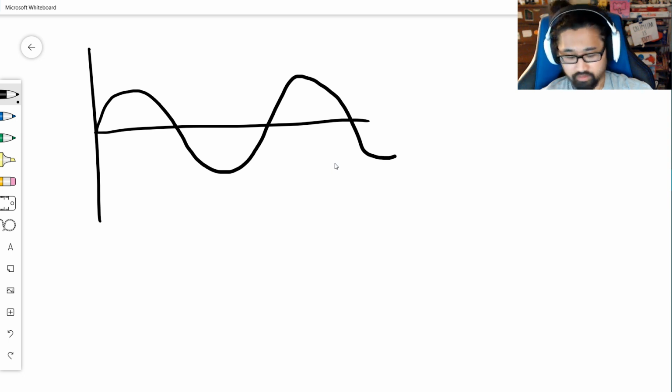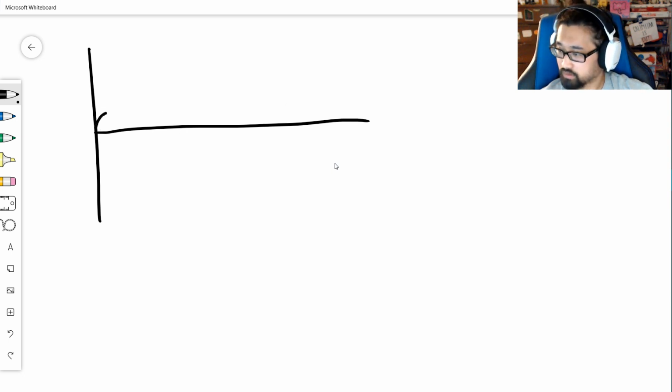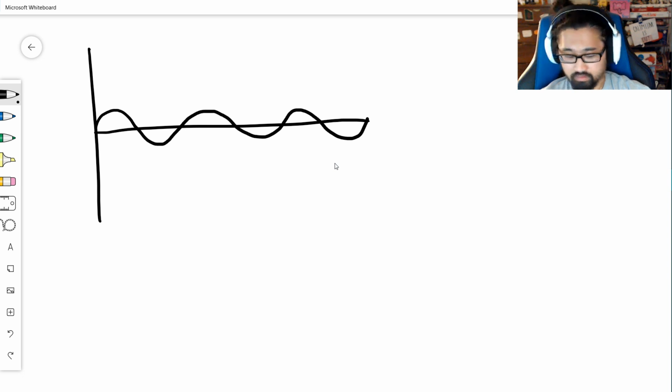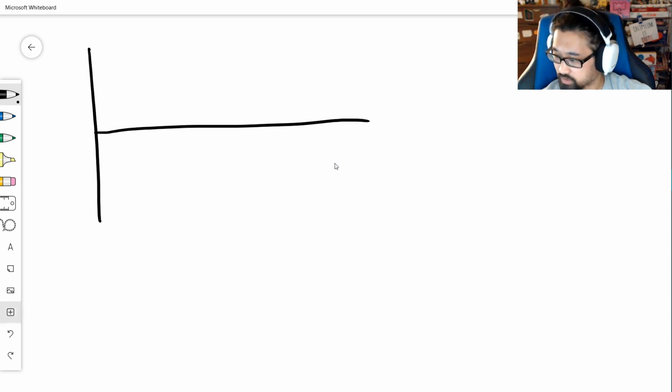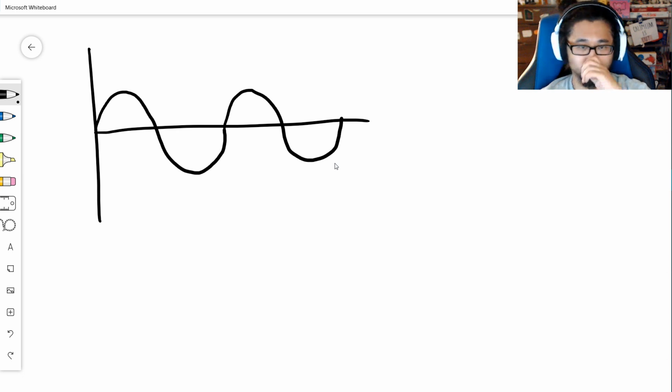Oh, that looks terrible. Is there a shape thing here? No, there's not. All right, we're going to pretend like those are one continuous, nice-looking thing.